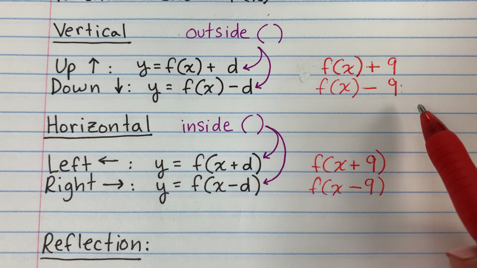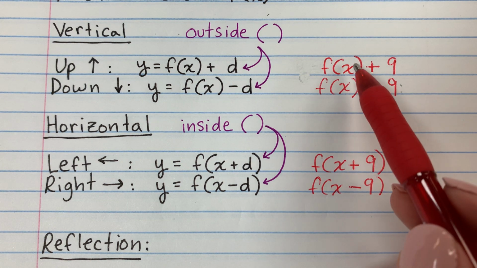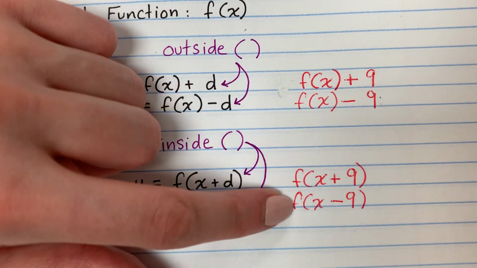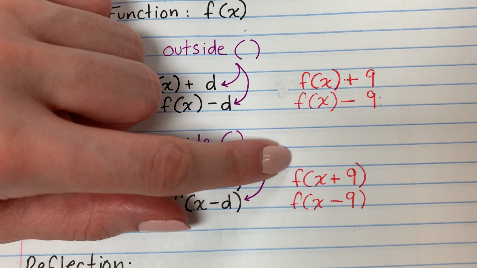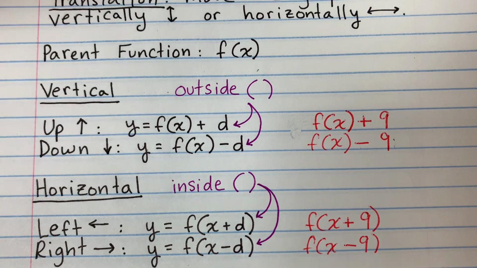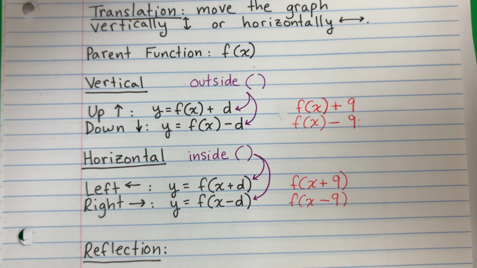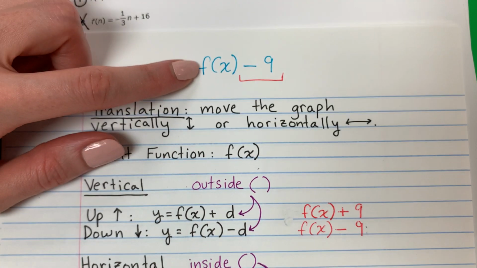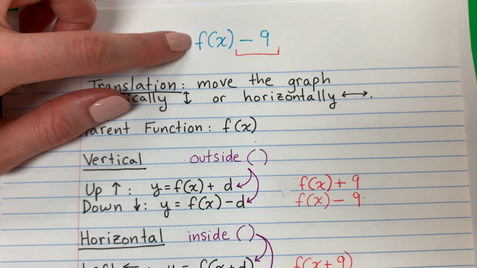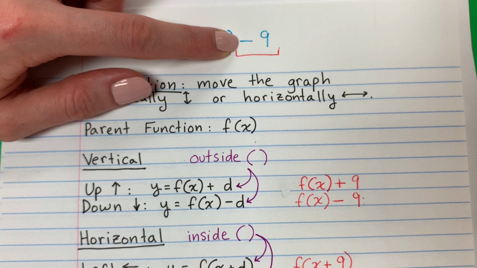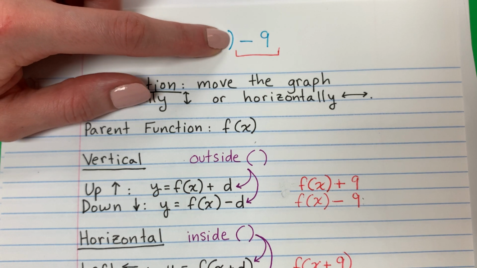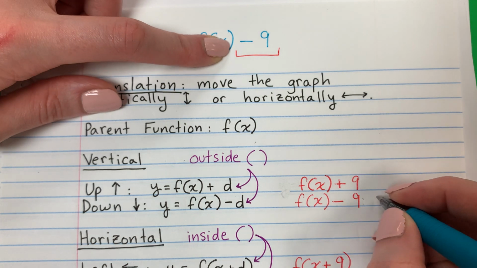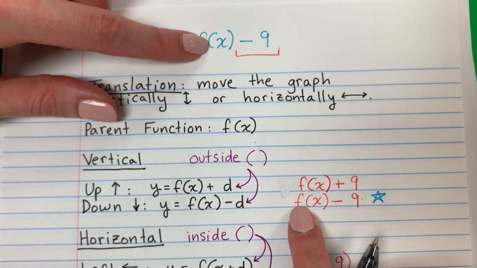Hay dos diferencias. Las señales y el lugar de los paréntesis. So which one looks like my original? ¿Cuál se mira como mi original? Well, let's see. Let's take a look here. So this is my original, right? F of x minus 9. Okay. This is minus, menos, and it's outside the parenthesis, afuera de los paréntesis. So which one does it look like? It looks like this one. Se mira como esta. Do you see that?